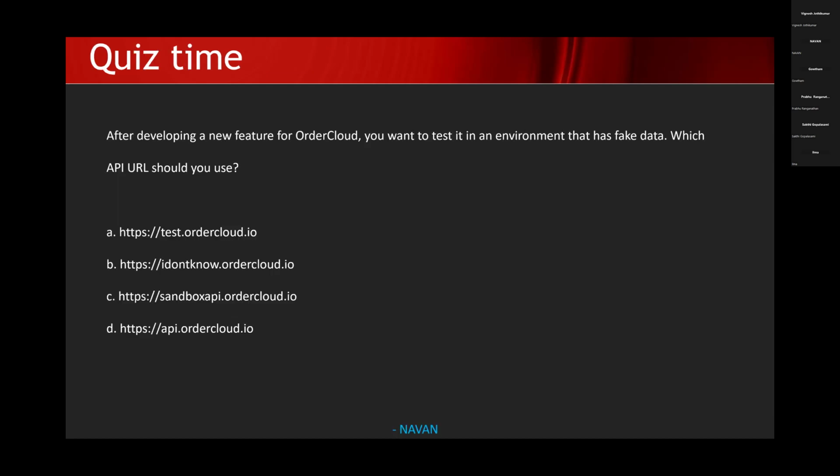After developing a new feature for Order Cloud, you want to test it in an environment that has fake data. Which API URL should you use? So obviously the sandbox API.ordercloud.io is the correct one, because API.ordercloud.io is the production Order Cloud URL.